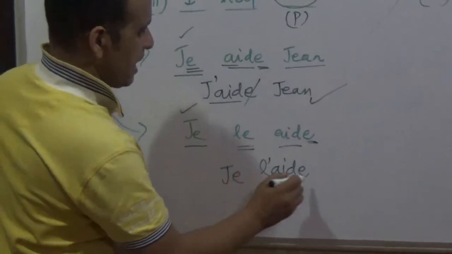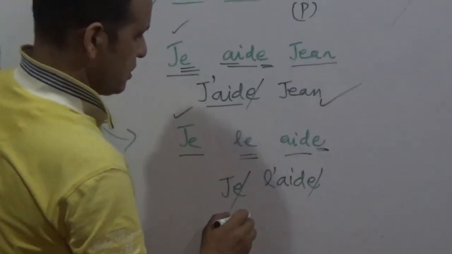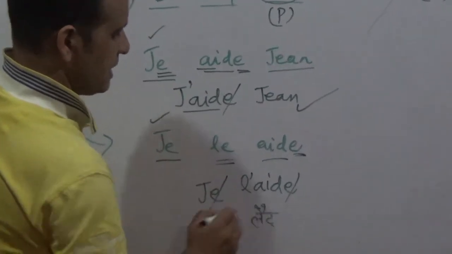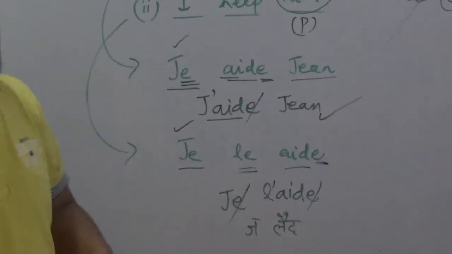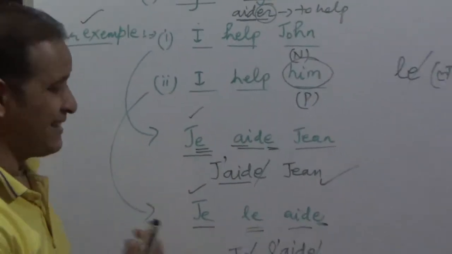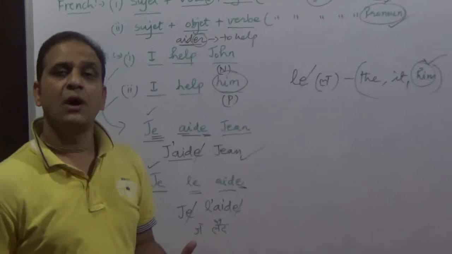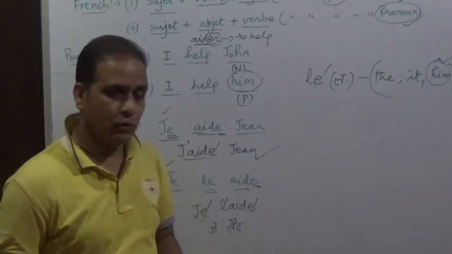So finally, the last e is mute. So how do you read it? Je l'aide. Je l'aide. So see, the great difference in the French language is whether the object is a noun or a pronoun. I can give you one more example.